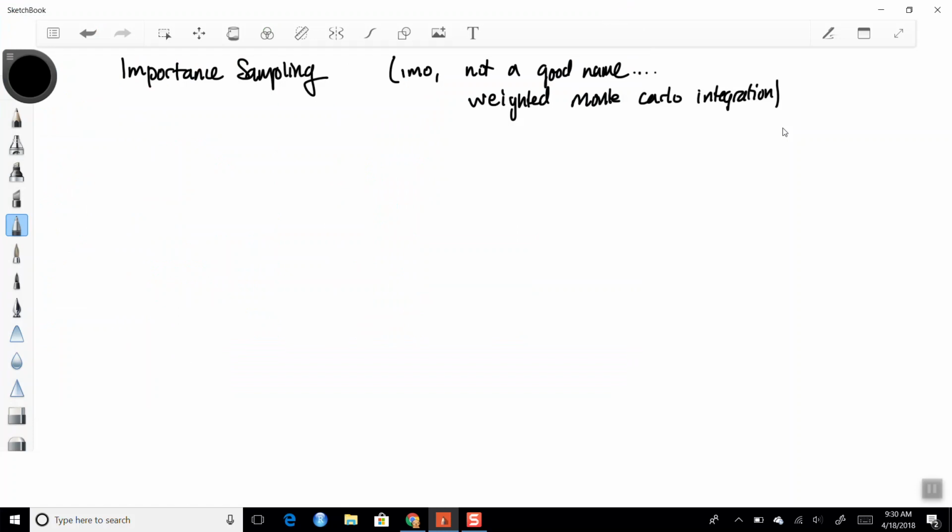So what we just saw was regular Monte Carlo integration. What we do is we estimate the expected value of some function h of x, which is equal to this thing.